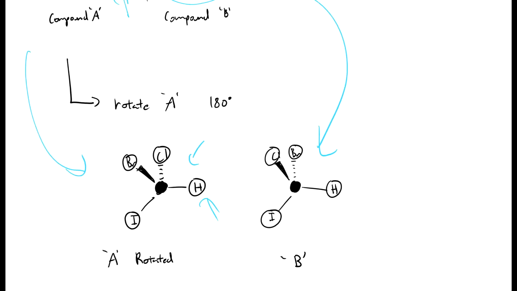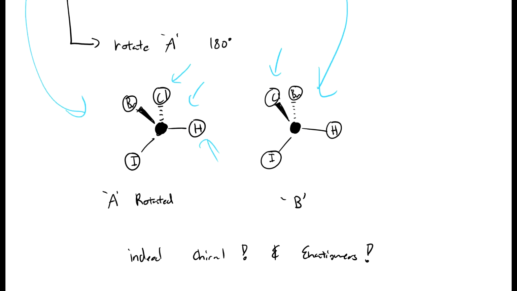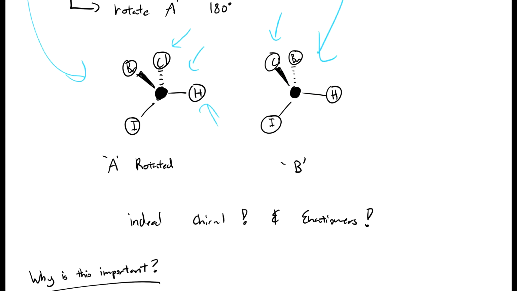This chlorine is coming out of the plane, but in compound A, the chlorine is in the back of the plane. No matter how hard you try to rotate compound A, it will never be exactly the same as compound B. And this makes it chiral and also enantiomers, because compounds A and B are mirror images of each other. So indeed, they are chiral and enantiomers.